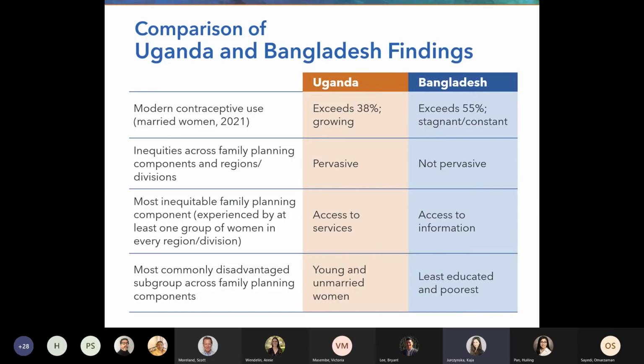So Uganda and Bangladesh are two very different cases as far as just their modern contraceptive use. You can see that Uganda exceeds 38% and is growing, whereas Bangladesh is at a considerably higher level, exceeds 55% MCPR, and is at this point a bit stagnant and constant, and that's expected as we make progress along the S curve. But the inequity profile is very different.